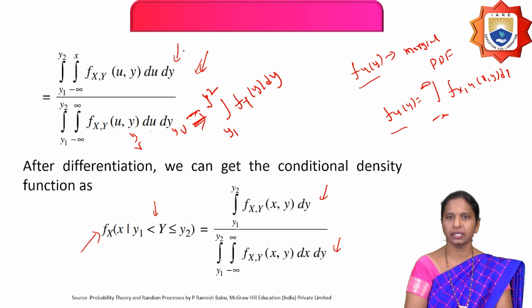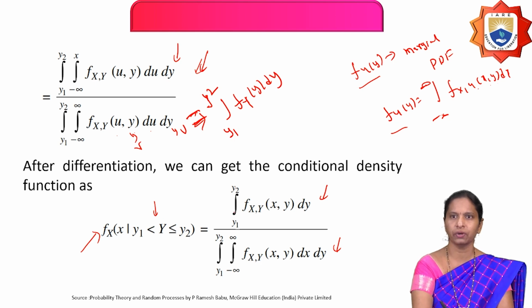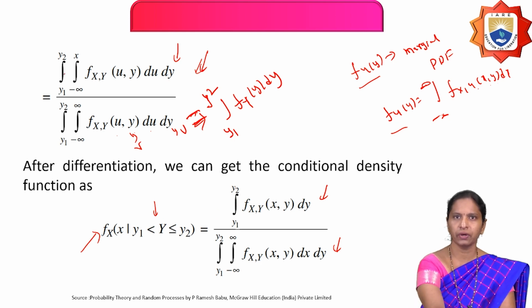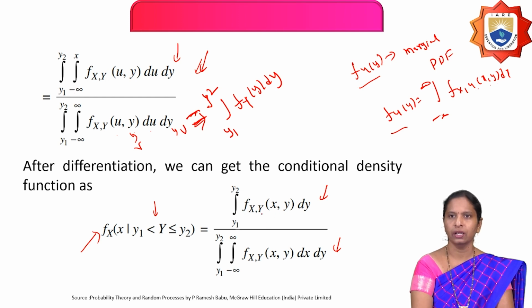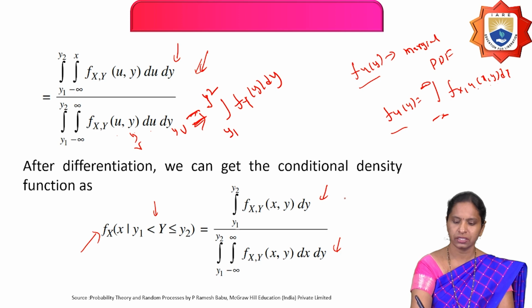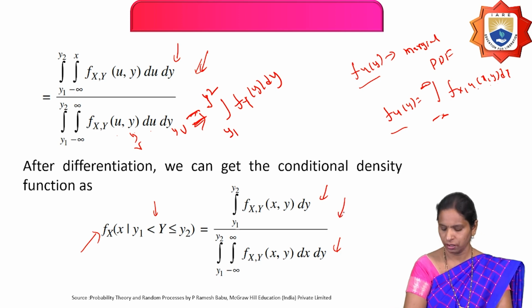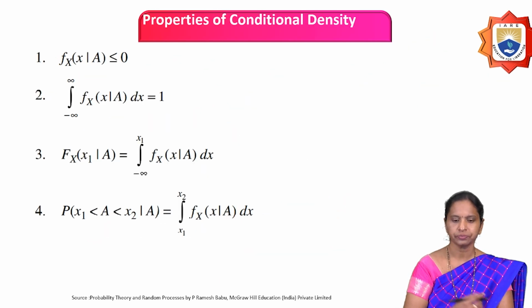So when you differentiate with respect to x, what can you obtain? The integration and the differential cancel. Then what can you obtain here? Integration y1 to y2 of f_XY of x comma y dy. This is the conditional density function for interval conditioning.